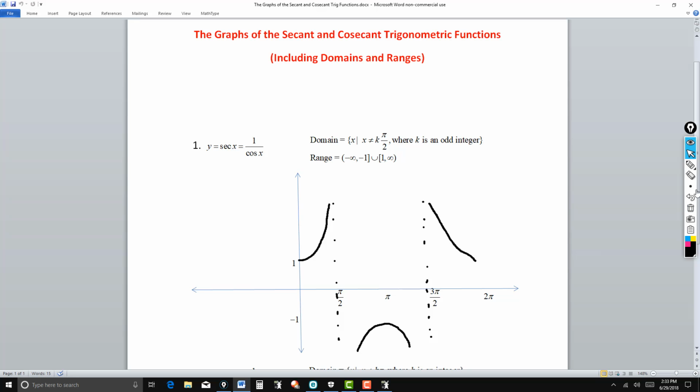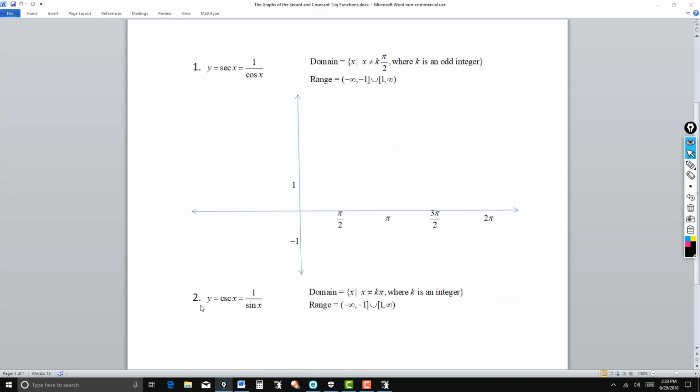Now, let me clear this here. Look at the next one. Okay, if we want to look at the graph of y equals cosecant of x, that's related to the graph of sine of x, which is the reciprocal, 1 over sine. Okay, the reciprocal functions: 1 over sine of x and cosecant of x, the reciprocals.